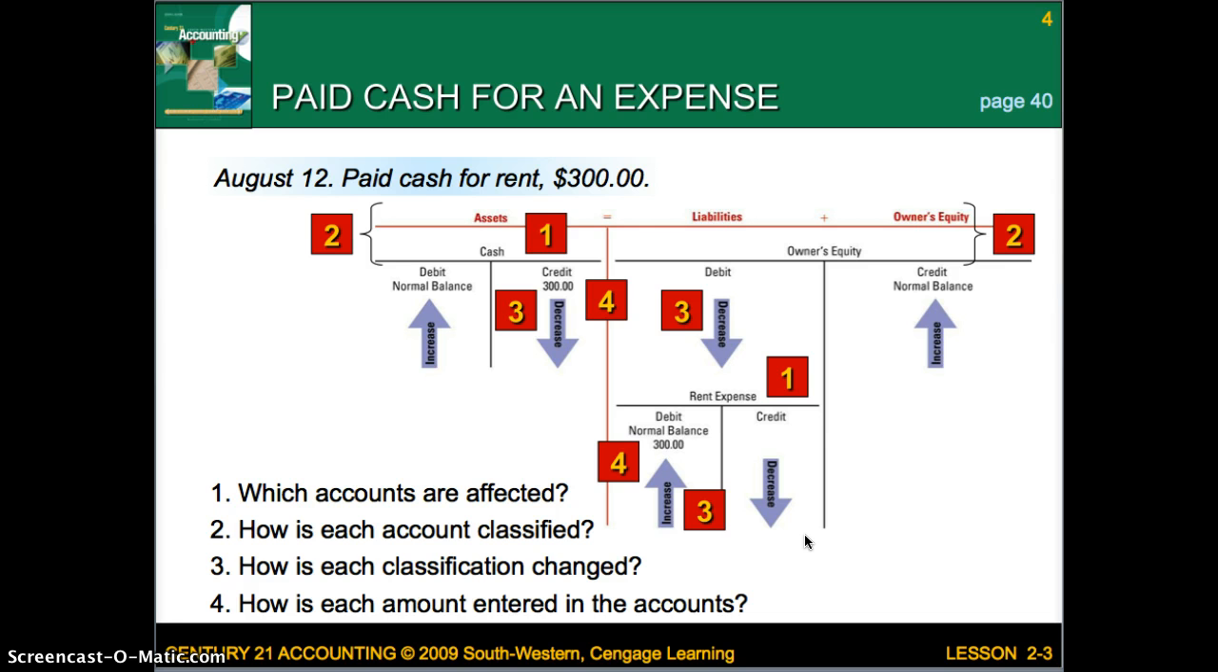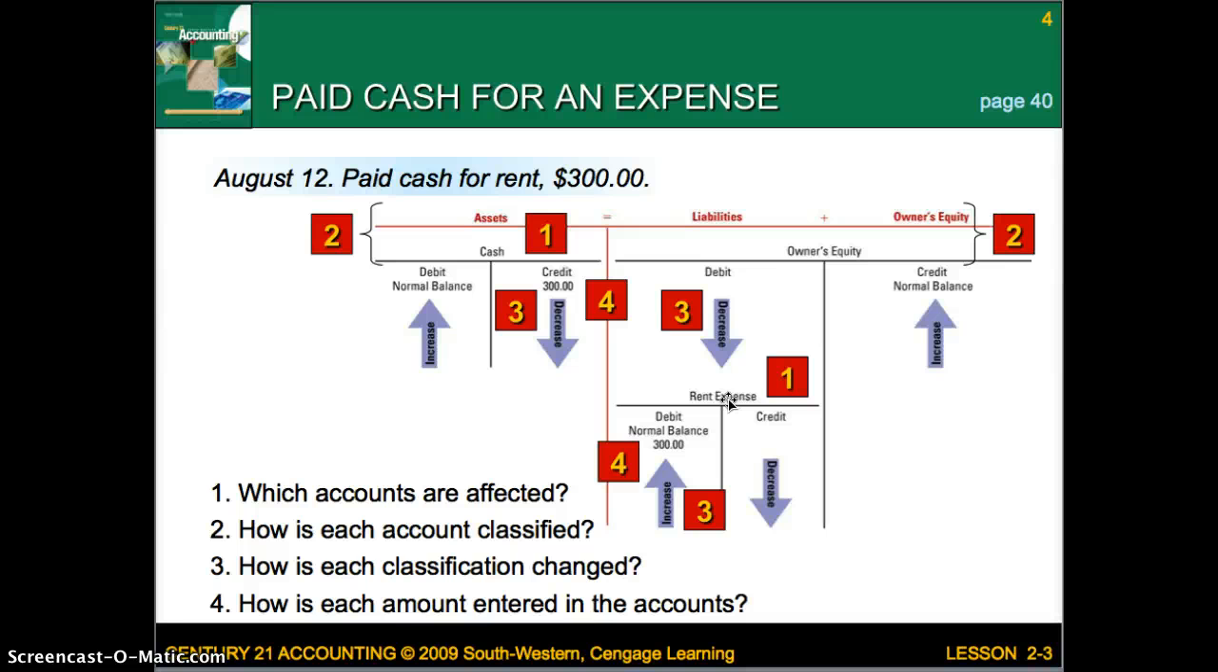The next transaction we have is paying cash for an expense. Which accounts are affected when on August 12th I paid cash for rent? I know that my cash account is going to be affected and my rent expense account is going to be affected by that. How is each account classified? Well, cash is an asset. We already know that. And we know that rent expense is under my owner's equity account, because when I have an expense to my business, the worth of my company is going down.